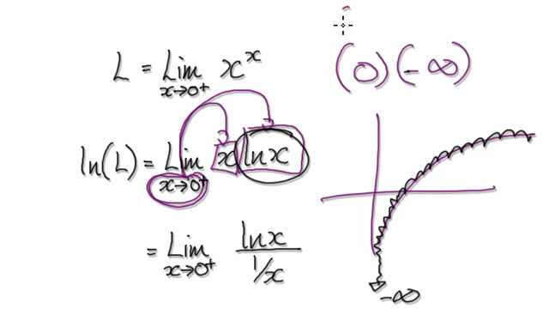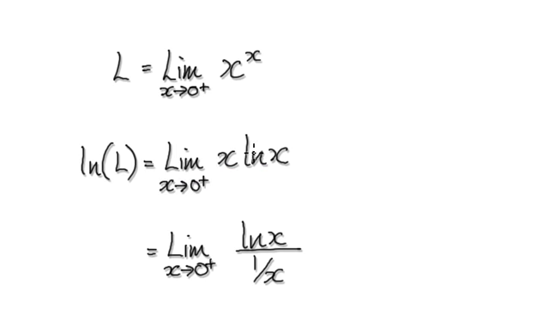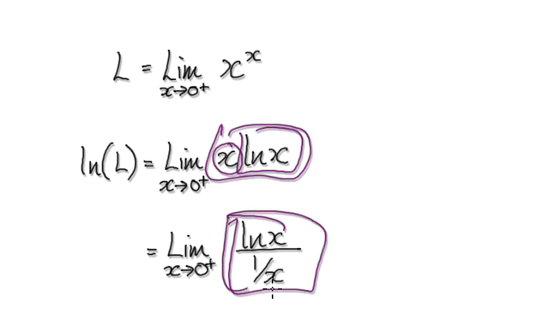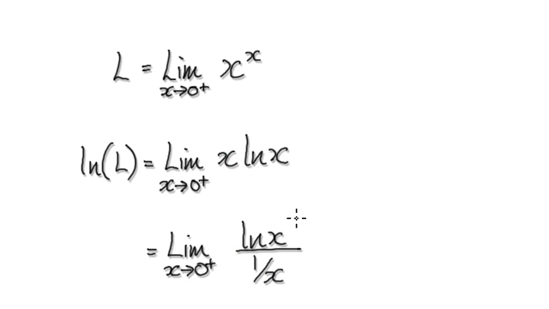So here you've got a case of 0 times infinity. So here you've got a product. You can always turn a product into a fraction. So the way we would do that is to rewrite this whole thing here as this. These two are in effect the same, but just written differently. So now let's check it again.